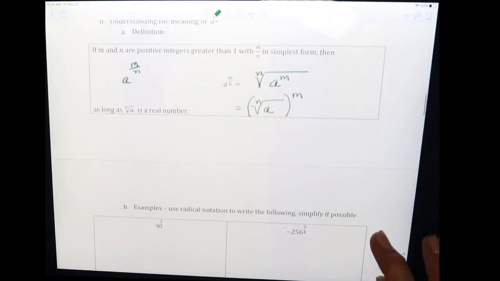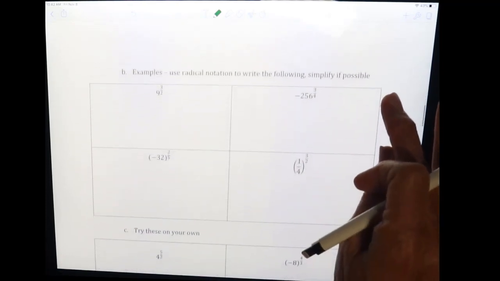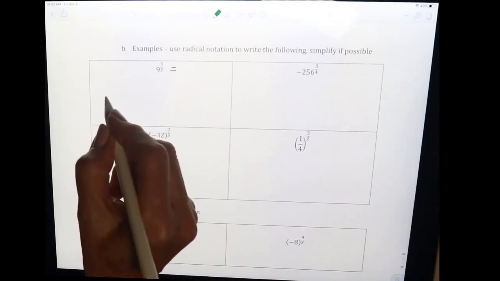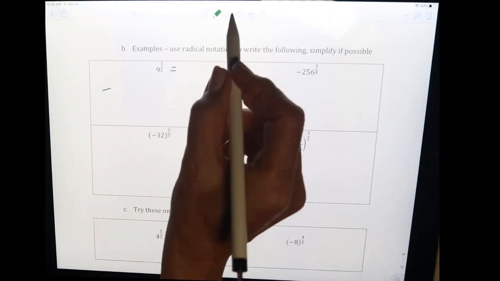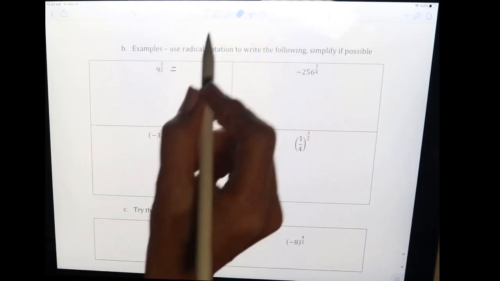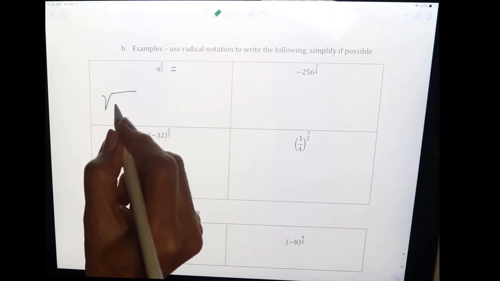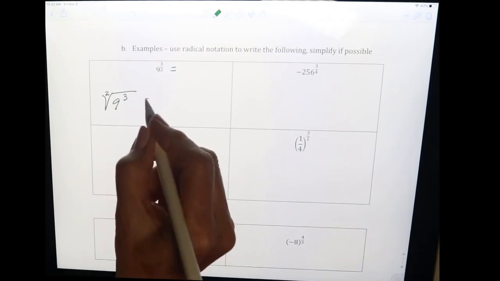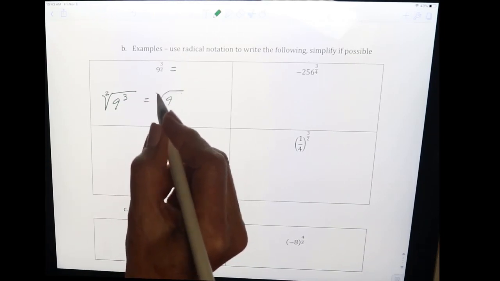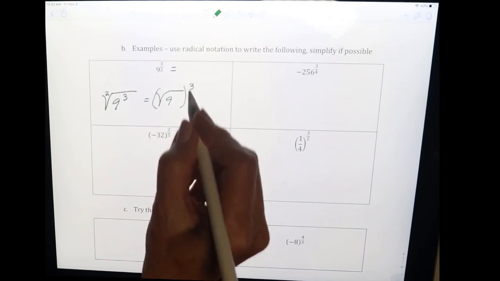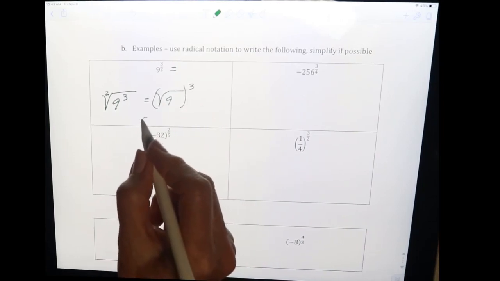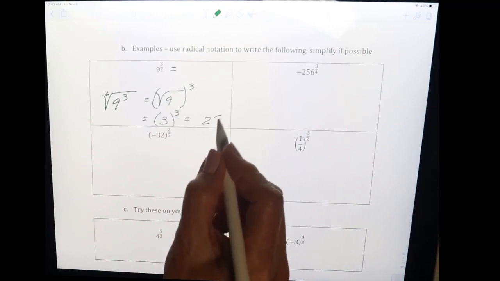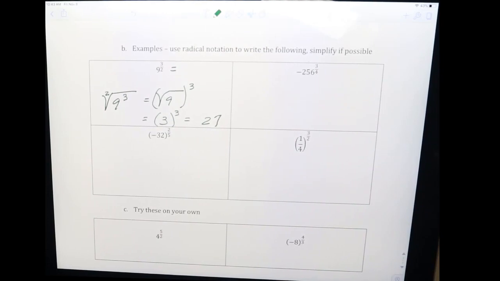So let's look at a couple of examples here. 9 to the 3/2 power. What does that mean? It means the square root of 9 raised to the 3rd power. Remember, there's a 2 understood there. And remember, I said I was going to do the root first and then raise to the power later. So let's get the square root of 9. The square root of 9 is 3, and then we'll raise to the power 3. And that brings me to the result 27.